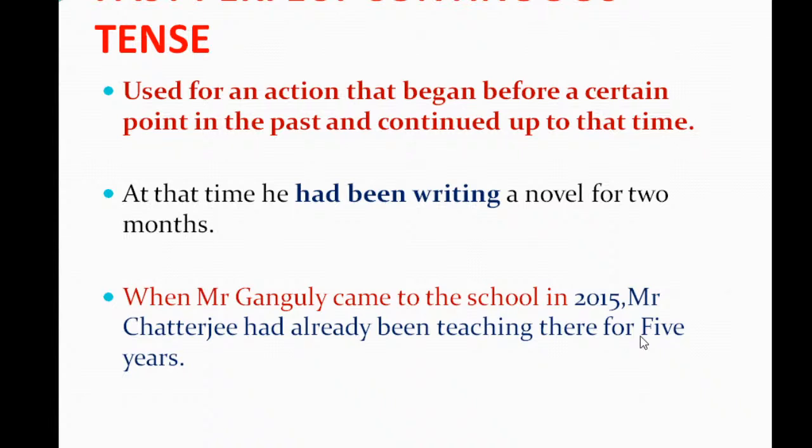So at that time he had been writing a novel for 2 months. तो कितना महीना बीत चुका था? 2 महीना बीत चुका था. 2 महीना, उस समय 2 महीने से वो नोवेल लिख रहा था.